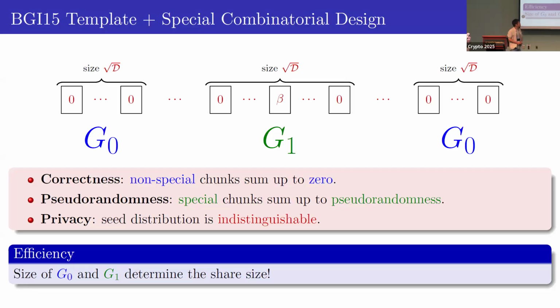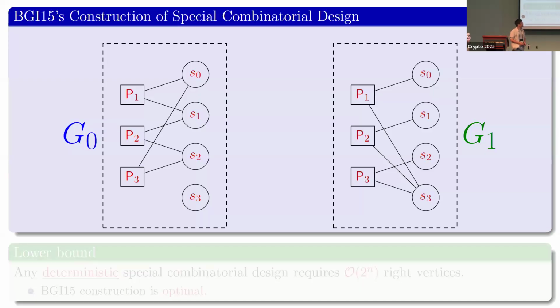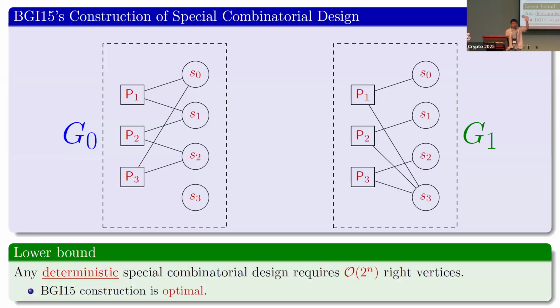And as I mentioned, BGI 15 can give you, for any number of parties, a multi-party distributed point function construction. You can view the BGI 15 construction through the lens of our special combinatorial design. Essentially, what they do is give a deterministic construction of this special combinatorial design such that the number of vertices for n parties is 2 to the n. And by deterministic design, I mean that these two bipartite graphs are fixed bipartite graphs.